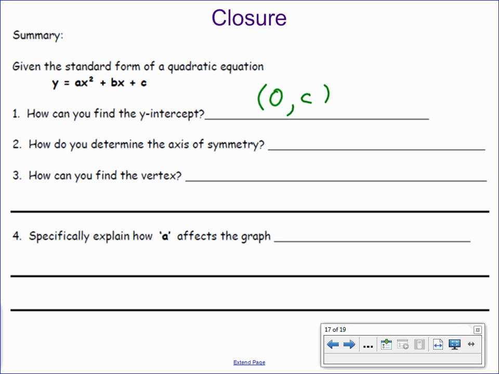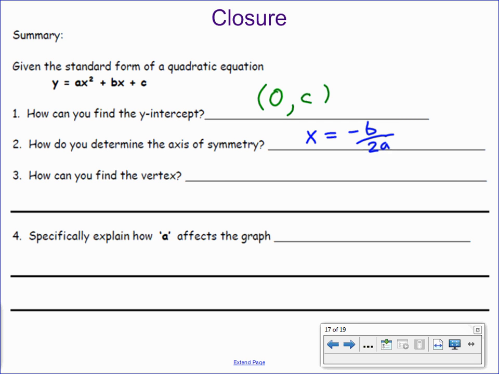How do you determine the axis of symmetry? Well, the axis of symmetry is the x value from the first portion of my quadratic formula. x equals opposite of b over 2a, and that is the equation of the axis of symmetry. So x equals opposite of b over twice the value of a. I can plug in the values for a and b into that, and that'll tell me the equation of the axis of symmetry.